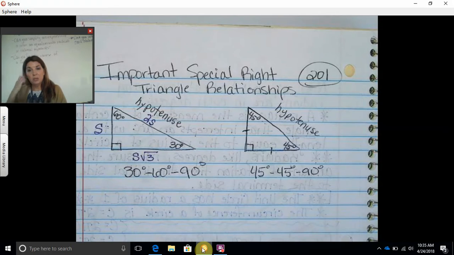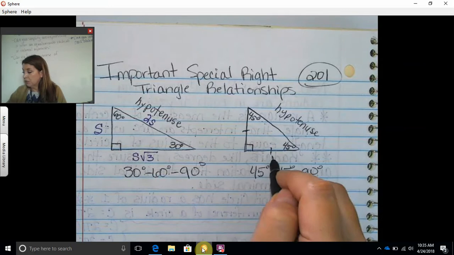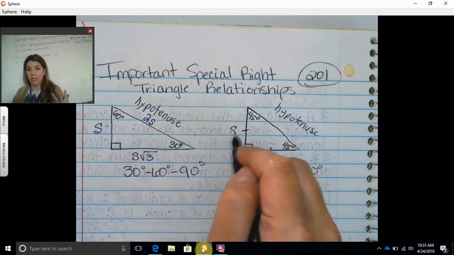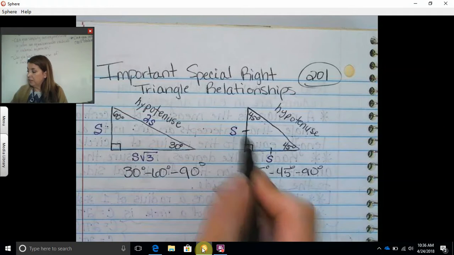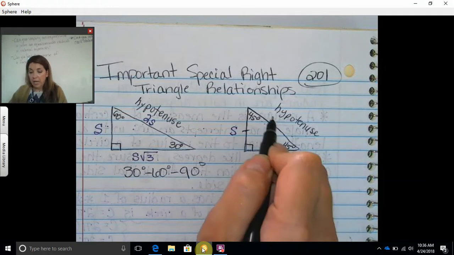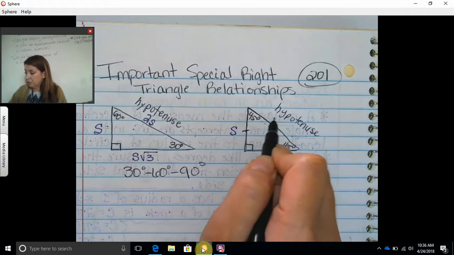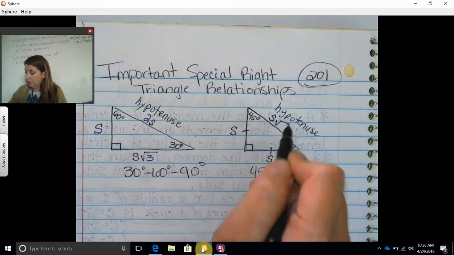So the relationships we have on a 45, 45, 90, your legs, we just refer to them as S, or sometimes you'll see X, whatever, but they're both the same length, so they both are S. And to find the hypotenuse, you take the length of the leg and multiply it by the square root of 2. So that would be S square root 2.